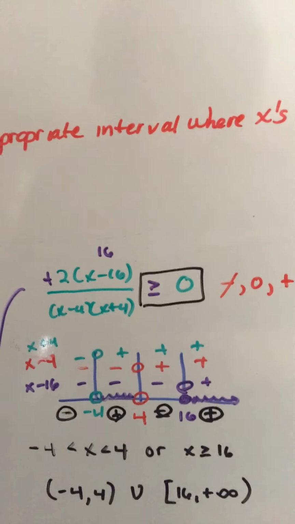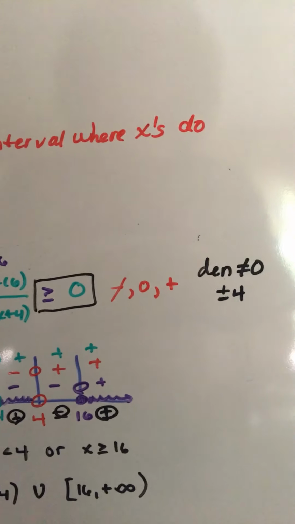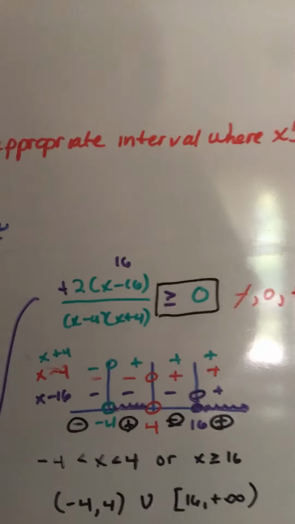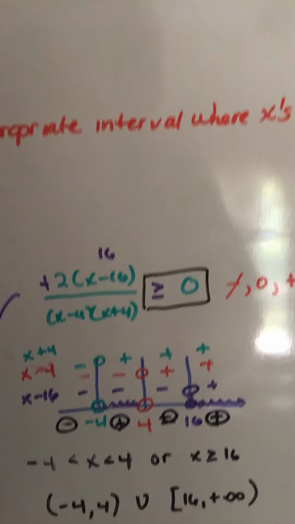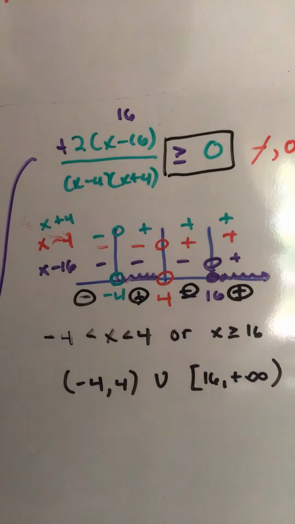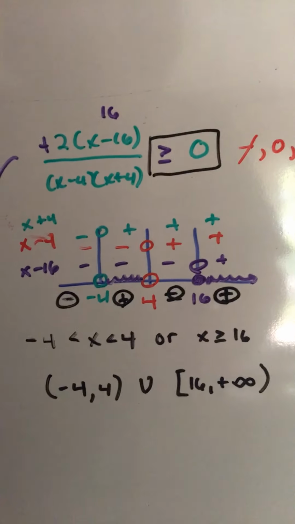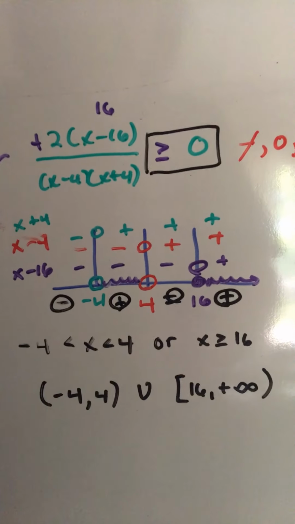And now we need to remember when we do an inequality, even though it says it can be 0, denominators can't be 0. And so the 4 and negative 4 have to have open circles, but the 16 is a closed circle. We play the same game, and we see the final answer is negative 4 is less than 4, or x is greater than or equal to 16.